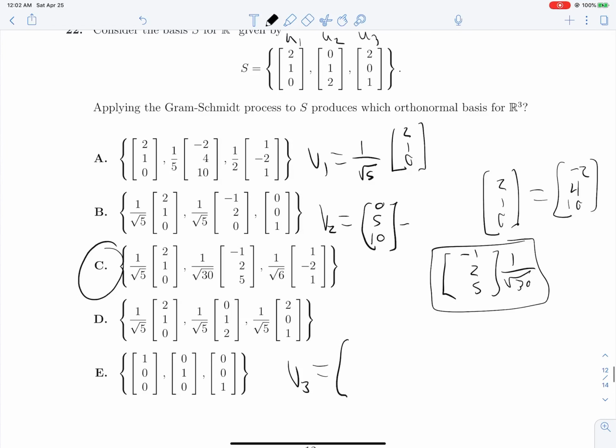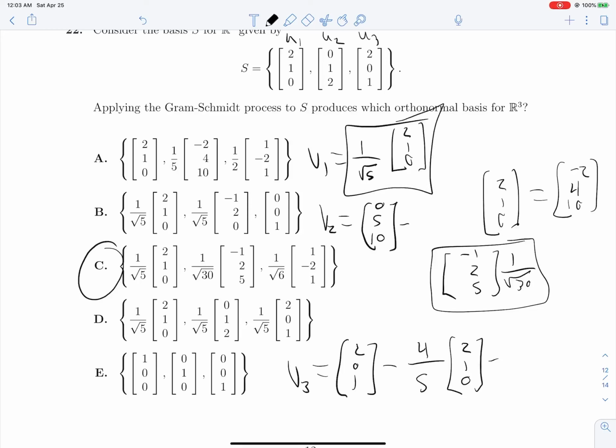So we'll take U3, which is 2, 0, 1, and subtract U3's projection onto V1. That will be U3 dot V1, discounting the 1 over root 5, so we get 4. We're dividing that by V1 dot V1, which is 5, multiplied by V1, which is 2, 1, 0, and then we're subtracting the projection onto V2, and I'll circle this one too, V2 dot U3, which gives us negative 2 plus 5, which is 3, divided by V2 dot V2, which is 30. So this is 1 over 10. I'll turn this into 8 over 10 for later, and this will become negative 1. This will be multiplied by V2, which is negative 1, 2, 5.